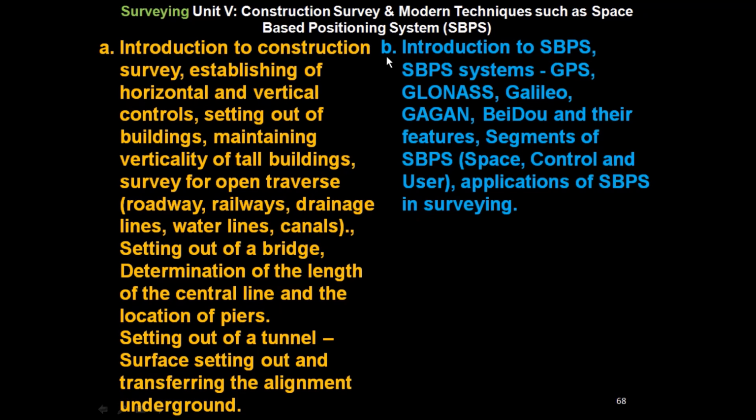It also includes part B, which includes introduction to SBPS, SBPS system, GPS, GLONASS, Galileo, GAGAN, Beidou and their features, segments of SBPS, space, control and user, applications of SBPS, that is space based positioning system, in surveying.